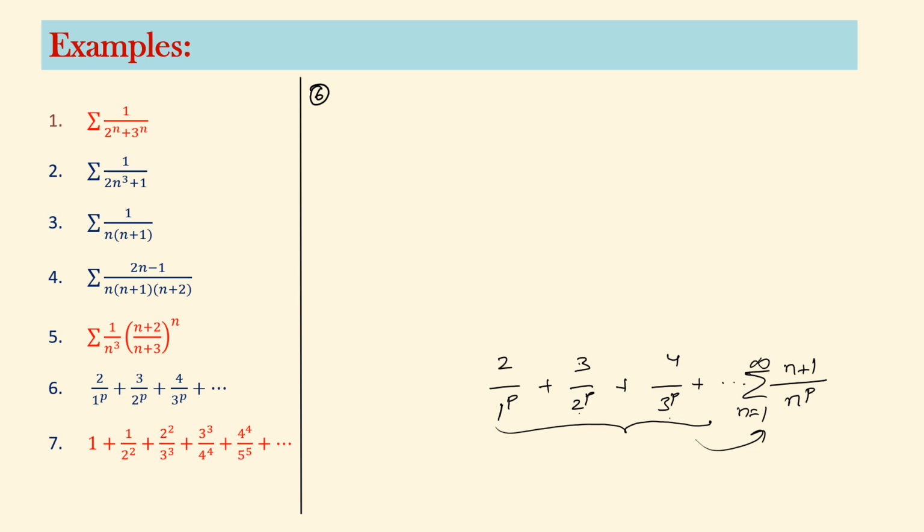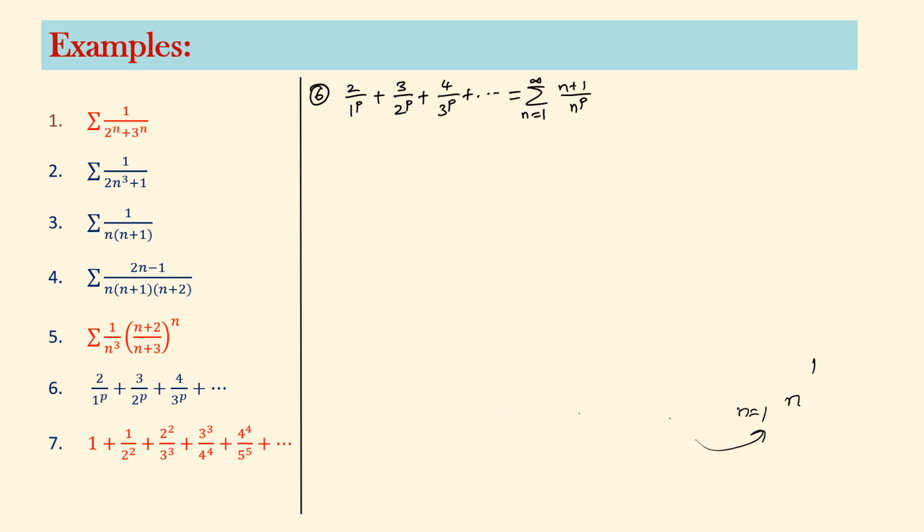First, let us convert this into summation form. 2 by 1 power p plus 3 by 2 power p plus 4 by 3 power p and so on can be written as summation n equal to 1 to infinity (n plus 1) by n power p. So now, as usual, similar problem as we did in the previous cases. To start, let Un be equal to (n plus 1) by n power p.